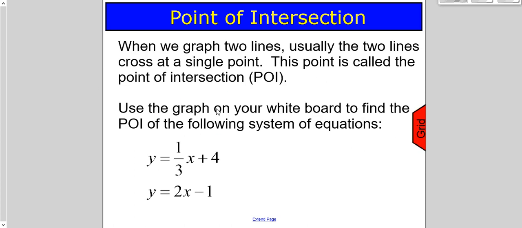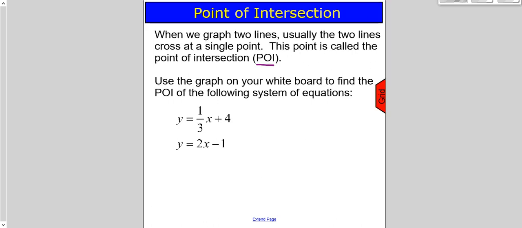Okay, so point of intersection. When we graph two lines, those two lines usually will cross at one point, and this is called a point of intersection. Notice it's abbreviated by POI, point of intersection. So what I want you to do is, it says to graph on your whiteboard, but just on your page, you could graph these two equations and then figure out where they cross. So that's your point of intersection.